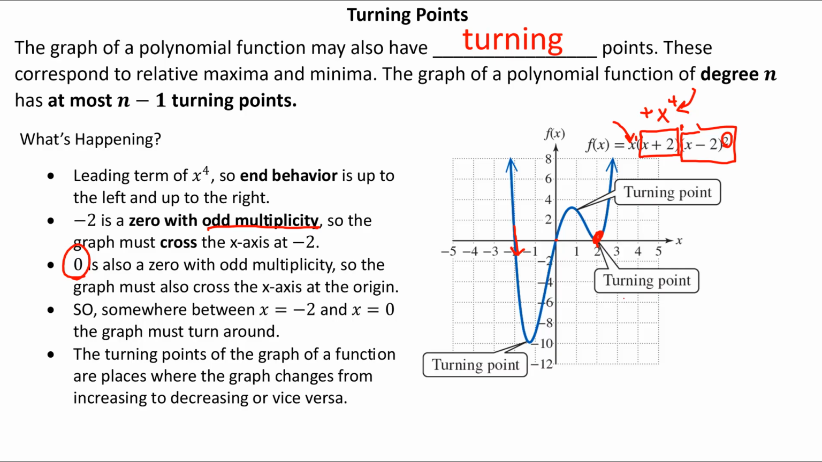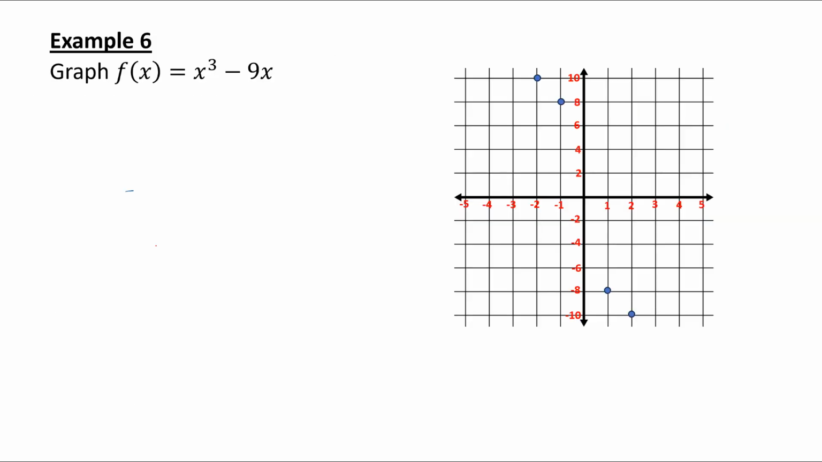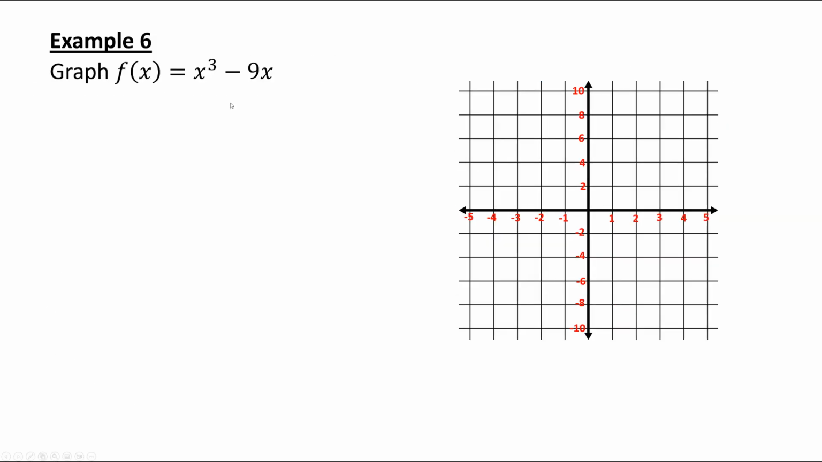It crosses. So the thing is, if the graph crosses the x-axis here, and it crosses it again over here, I know that at some point it changed direction. Because here it was going down, down, down. It crossed the axis. Then somehow it got back up there. So it must have changed direction between x values of -2 and 0. So the turning points of a graph of a function are places where the graph changes from increasing to decreasing or vice versa.